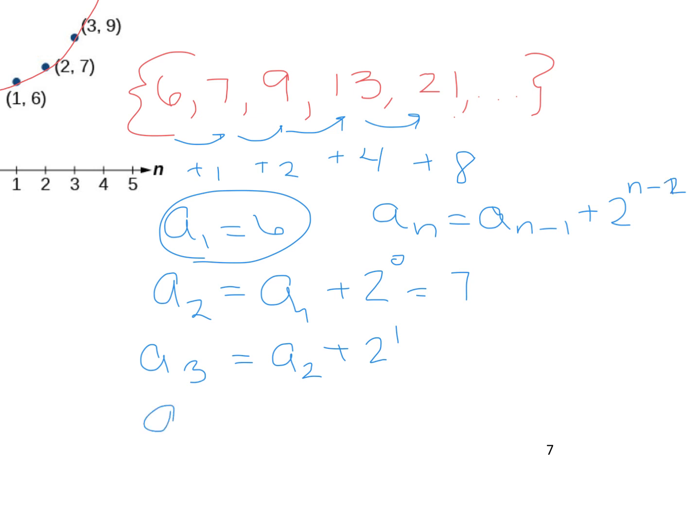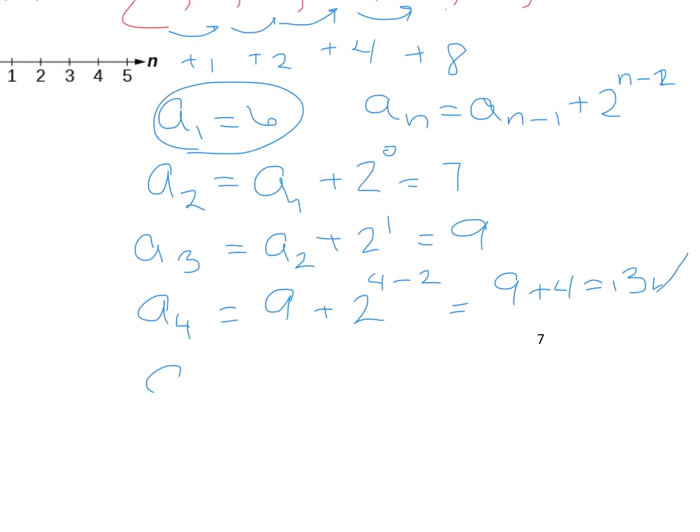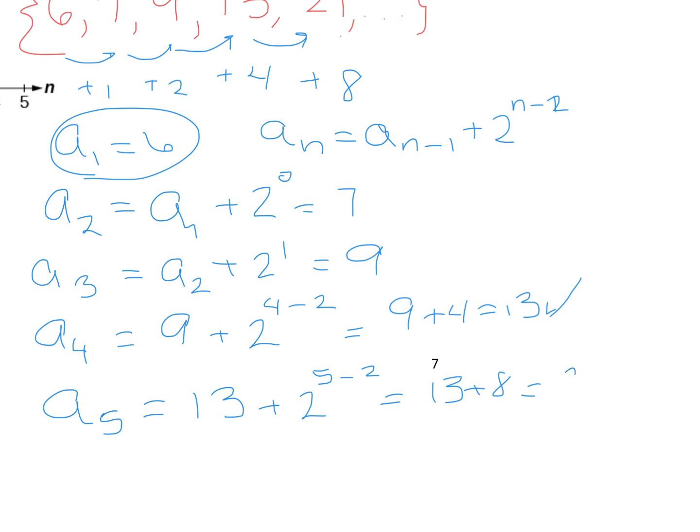So let's check a sub 4. Remember this was 9, so I have my previous term, which is a sub 3, which is 9, plus 2 to the 4 minus 2, because it's n minus 2, which is going to give me 9 plus 4, which gives me 13. So that one works. Now let's do the last one. I have a sub 5, which is 13. That's the previous term. 2 raised to the 5 minus 2. So I have 13 plus 8, and that does indeed give me my 21.